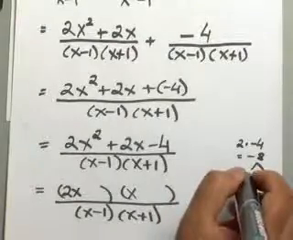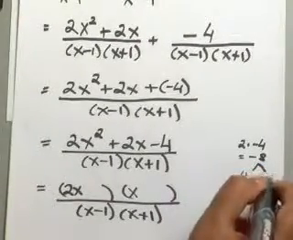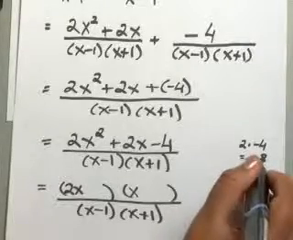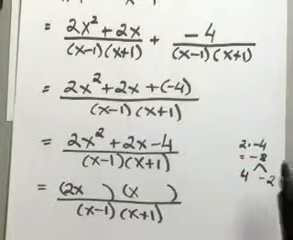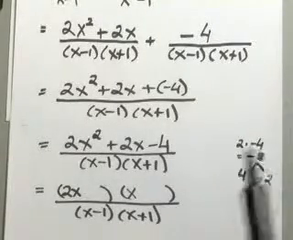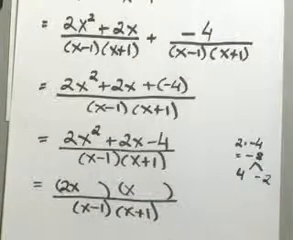How about positive 4 and negative 2? When you multiply positive 4 and negative 2, you get negative 8 as your answer. And when you add positive 4 with negative 2, you get positive 2 as your answer.